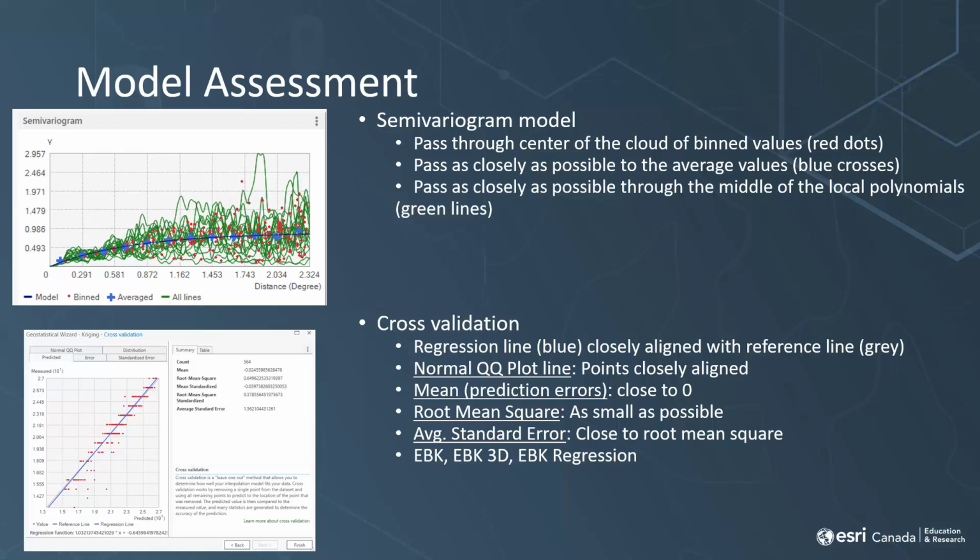If you're using EBK-based methods, further questions you need to ask is whether the 90% interval is close to 90, the 95% interval is close to 95, and the average continuous rank probability score is as small as possible. If most of your results are within these guidelines, then the model likely performed well and can be exported.